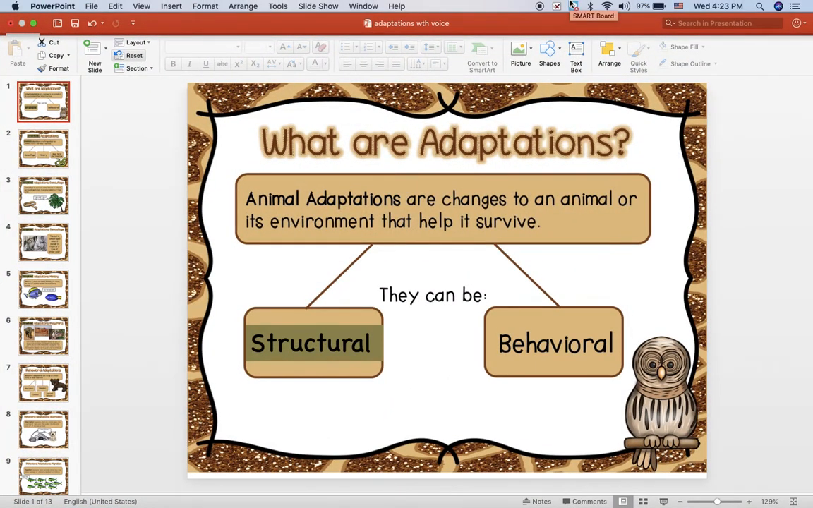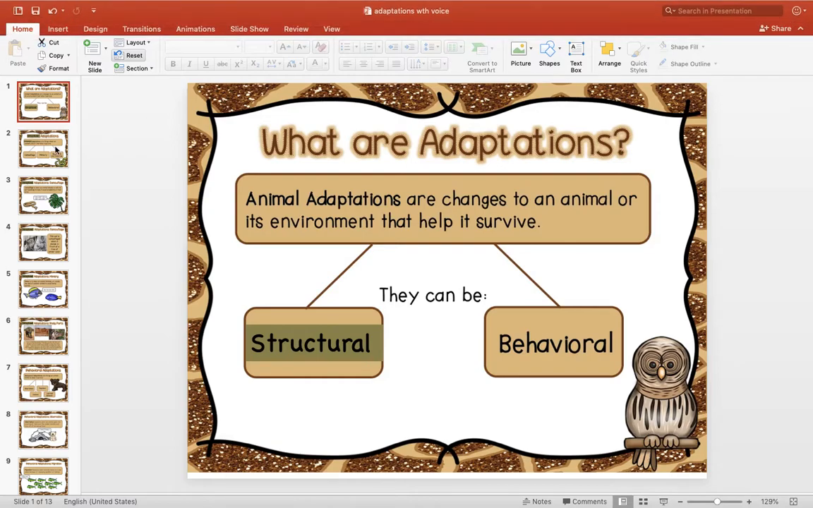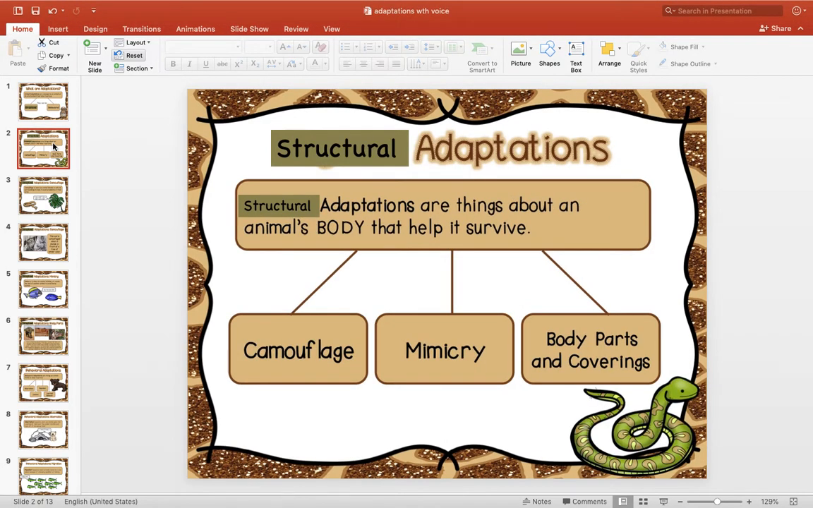What are adaptations? Animal adaptations are changes to an animal or its environment that help it to survive. Those changes can be structural, meaning it has something to do with the body, or they can be behavioral, which means it's something that the animal does. So, structural adaptations are things about an animal's body that help it survive. Camouflage, mimicry, and body part coverings are examples of these.